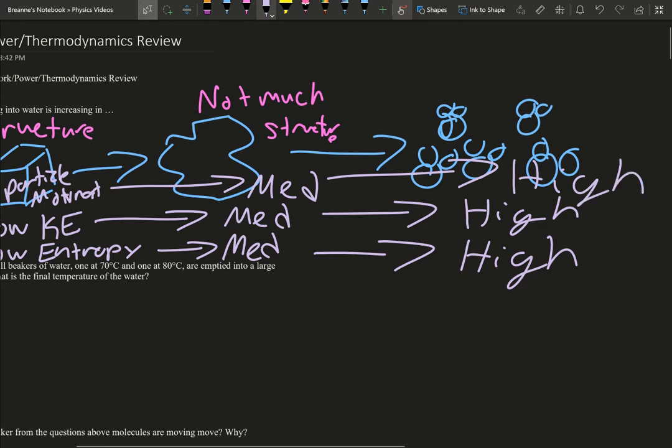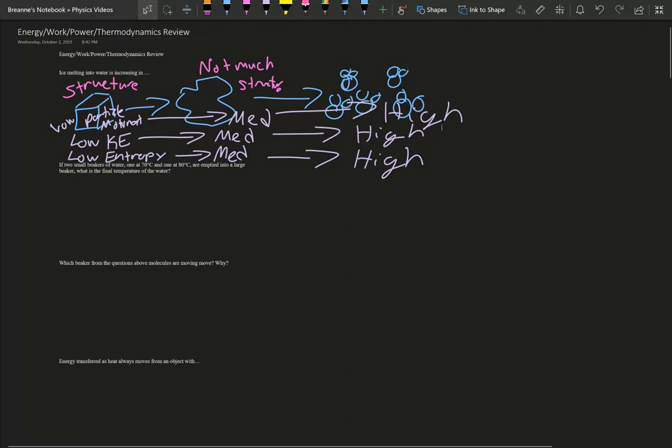Now remember, entropy just means chaos, so lack of structure. You're going from structure, to not much structure, to no structure. And as you do that, the particles are able to move more. Since the particles are moving more, you have higher kinetic energy, because kinetic energy is the energy of motion. And then entropy becomes higher because it's not structured. Gas is more chaotic than a solid. There we go.